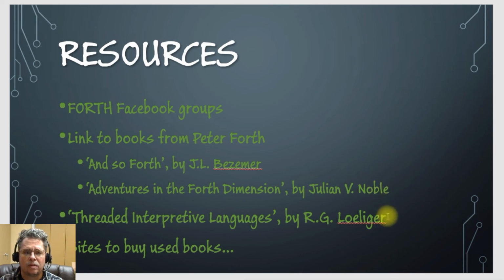Now, somebody else mentioned, I think it was on the Forth Facebook groups, the book Threaded Interpretive Languages by R.G. Loeliger. I'm about halfway through this book and I find it really interesting. It was also printed in the 80s, but it's more of a combination of reference book and tutorial on how to create threaded interpreted languages like Forth. Sometimes the descriptions can be a bit long-winded and obscure the overall point a section's trying to make, sort of can't see the forest for the trees, but stick with it and I think you'll find it is an interesting book.